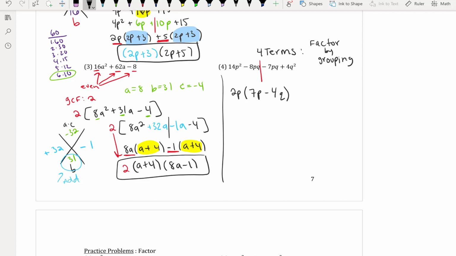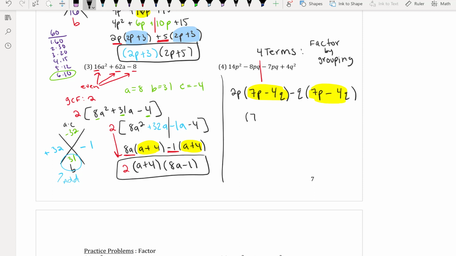And here in the last two terms, it's a negative, so I'm going to drop down that negative sign. And it looks like I have a Q in common. So I'm left with a 7P minus a 4Q. And I can see that my common binomial factor is there.